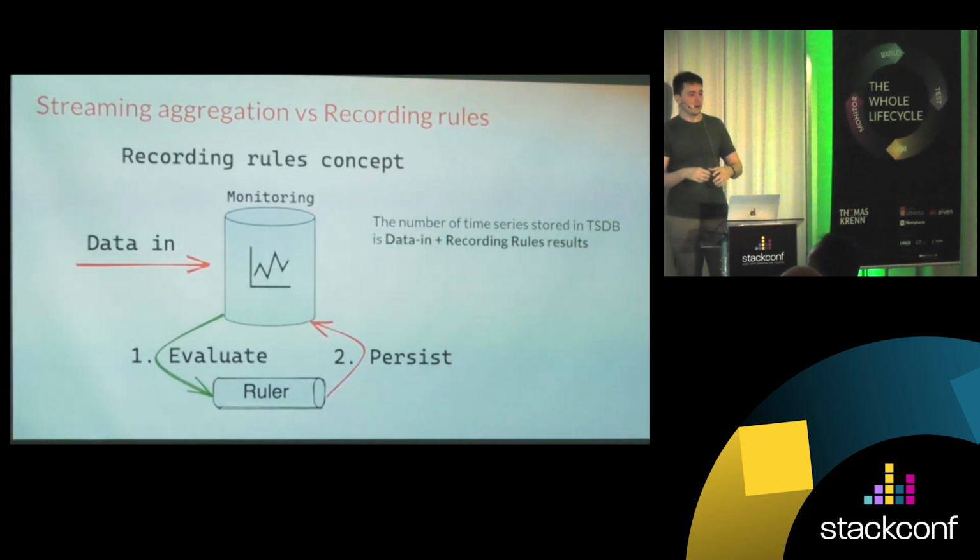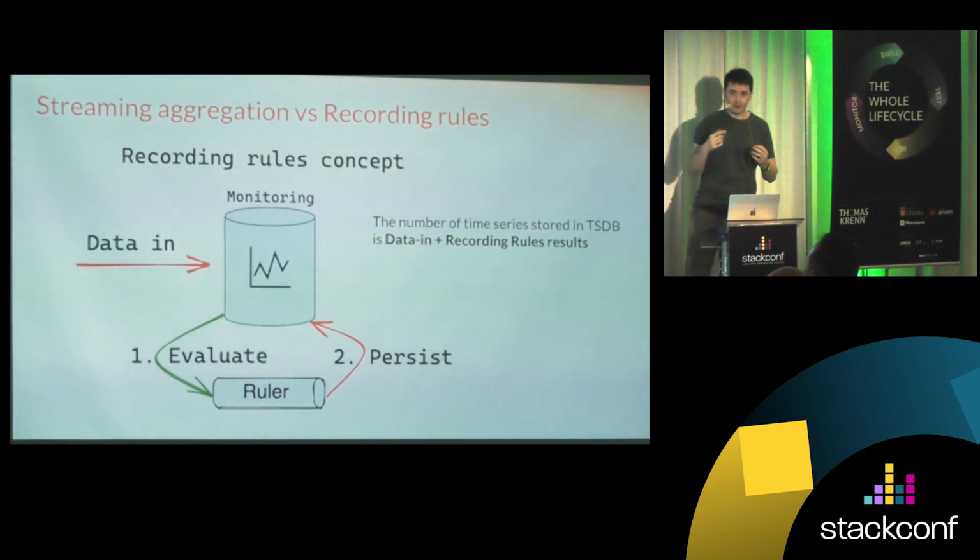Okay, so how to improve this query? In Prometheus ecosystem, you will get an answer that probably you would need to use recording rules to pre-aggregate this metric before you query it. And the recording rule concept is the following. So you have a monitoring system, you have a data flow in, and then you can define a rule like please do sum of this metric, but without this label to aggregate everything. And then this rule will be persisted back to the monitoring system. This is the common approach.